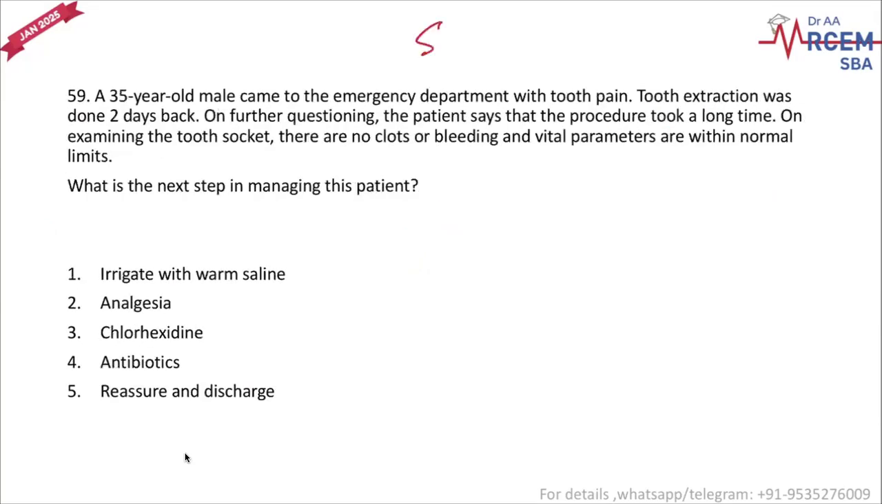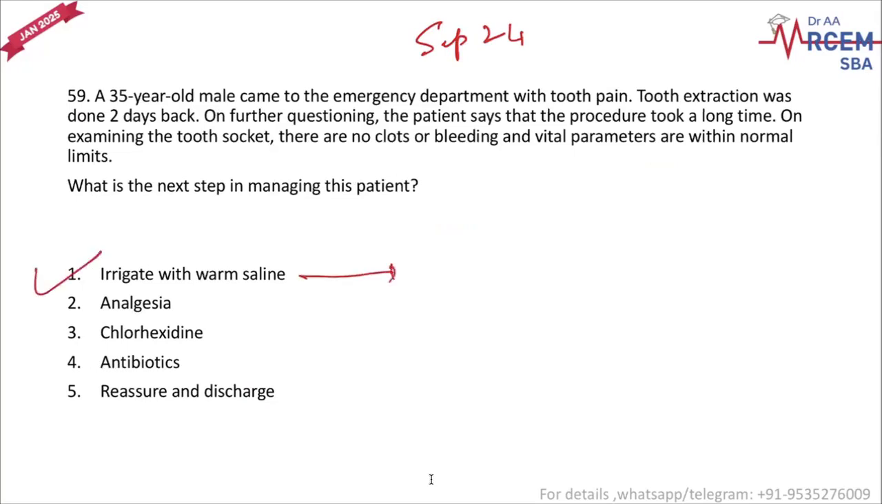This question was tested in September 24. A 35-year-old male came to the emergency department with tooth pain. Tooth extraction was done a couple of days back. On further questioning, the patient says that the procedure took a long time. On examination of the tooth socket, there are no clots or bleeding and vital signs are within normal limits. What is the next best step in the management? Irrigate with normal saline is the next step.